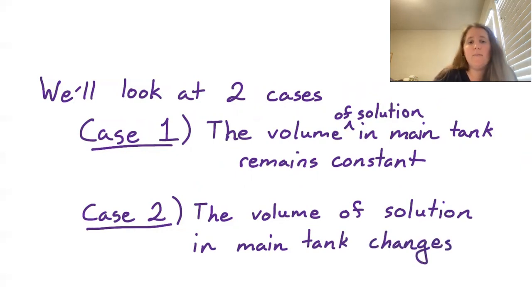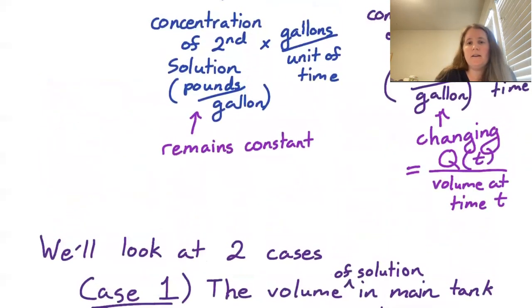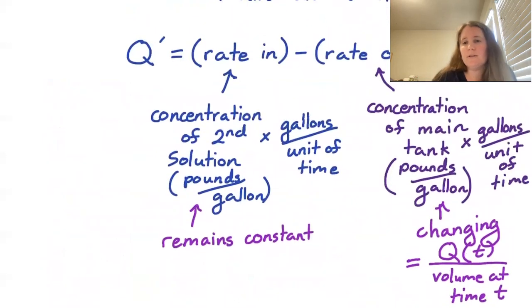But again, our main thing here, as we're looking at rate in and rate out, we're going to focus on the concentration times the rate of the solution being poured in. So the concentration in pounds per gallon times the gallons per unit of time being added. And then we'll look at the concentration again in pounds per gallon times the gallons per unit of time being drained out. Sticking with that Q prime equals rate in minus rate out is very helpful for all of these problems.